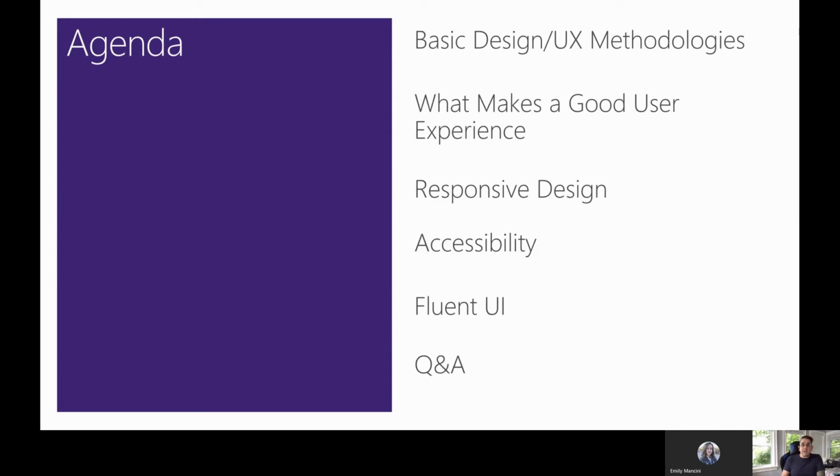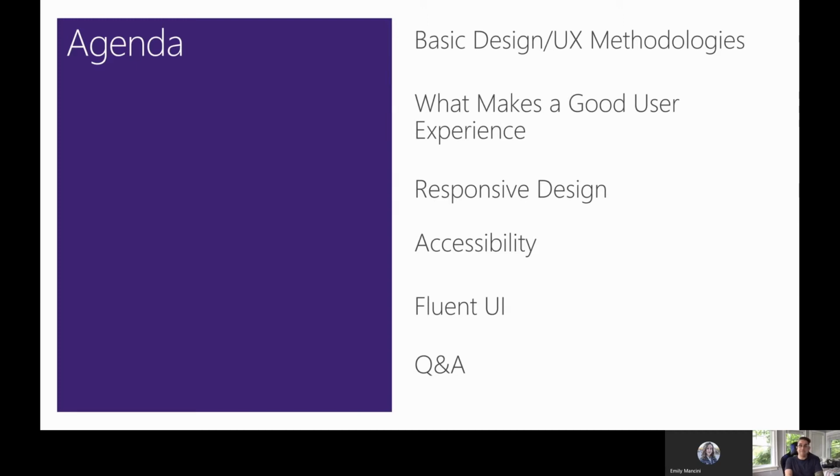So I wanted to take a minute and just share with folks what we're going to cover today. This is really meant to be a 101 level course for developers to learn a little bit about design so that they can work in better partnership with the designers or the UX developers that they may be working with. I want to take a quick look today at some basic user experience methodologies or design principles, and talk about what makes a good user experience. We're going to talk about the major tenets of responsive design and accessibility. And then finally, we're going to look at the Fluent UI, and hopefully we have time at the end for a few questions.